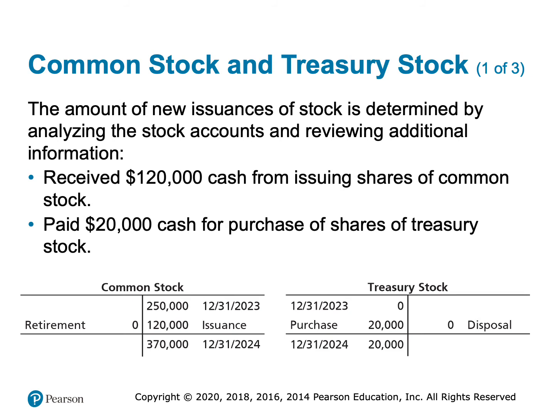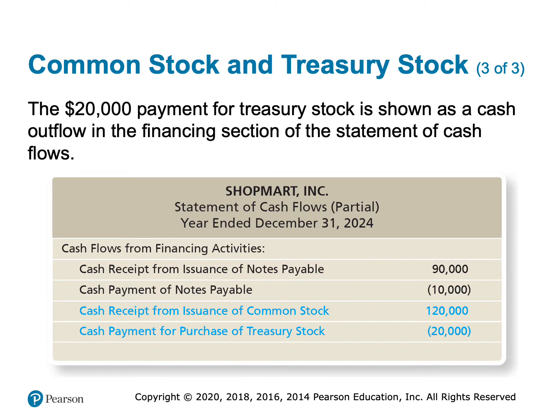So now we know that we issued common stock and we purchased treasury stock. We issued common stock of $120,000, so that's $120,000 of cash that I received. So that would be a positive 120. And since I paid $20,000 to purchase treasury stock, that will be a negative $20,000. So here we can see we got $120,000 for issuing the common stock. We spent $20,000 for buying the treasury stock.